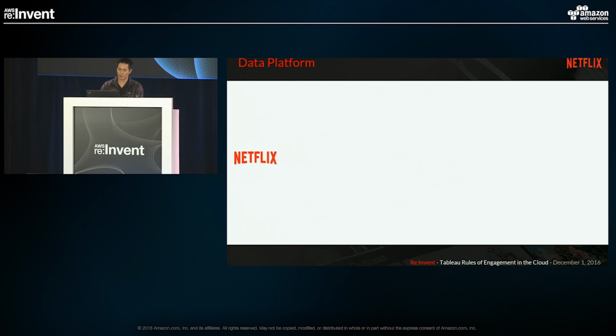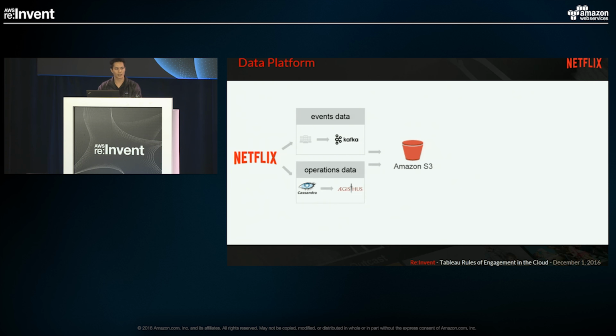All right, so we have Netflix, you stream movies. All of that creates a bunch of events that get logged and then streamed into Amazon S3, which is where we store all that data. Additionally, we bring in operational data through a tool that we created called Aegis. All of that data also gets landed into S3.